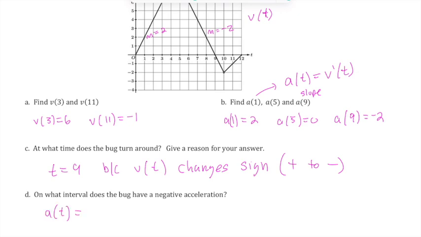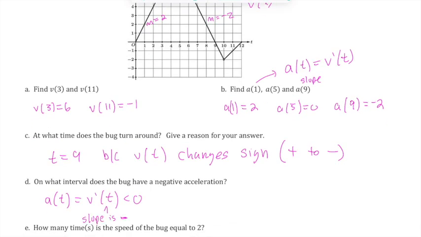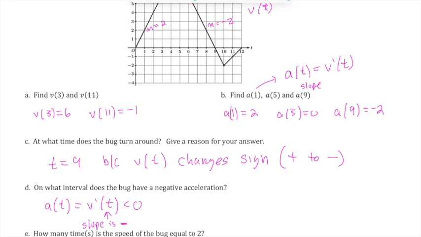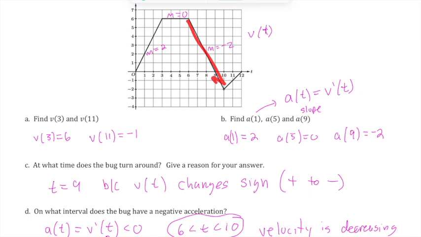D, on what interval does the bug have a negative acceleration? So the acceleration is the derivative of velocity, and we want that to be negative. So if the derivative of the velocity is negative, which means your slope has to be negative. That's what the derivative of the velocity being negative is. It means you're decreasing. So if we look at the function, we are decreasing from 6 to 10. So my velocity is going down, the function's going down, the slope is negative, the velocity is decreasing, all the same things.